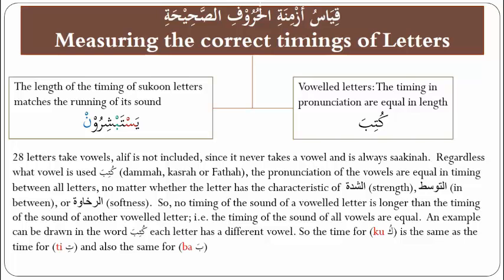So no timing of the sound of a vowel letter is longer than the timing of the sound of another vowel letter. That is, the timing of the sound of all vowel letters is equal. An example can be drawn from kutiba. Each letter has a different vowel. So the time for the kaf, dhamma, ku, is the same as the time for the ta, kasra, ti, and the same time for the ba, fatha, ba, kutiba. They are all equal in their timings in relation to the pronunciation.